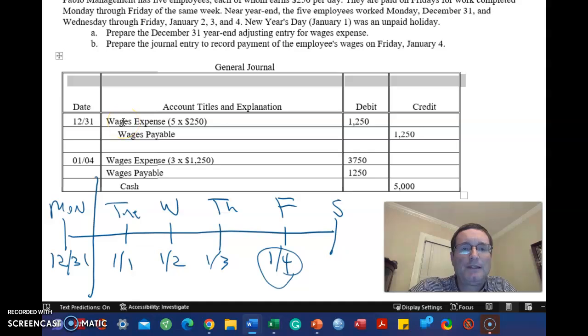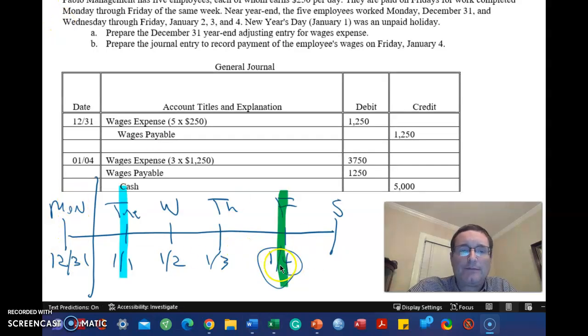So debit wage expense, $1,250, but put it in a payable because we're not paying them today on December 31st. So this way we can record expenses for that one day that's still in December, even though they're not getting paid until January 4th. Payday's January 4th. They don't work on Tuesday. 3 days, 1, 2, 3 times $1,250 each day is $3,750 plus wages payable from here, $1,250, cash $5,000. Total of the two debits equals $5,000.